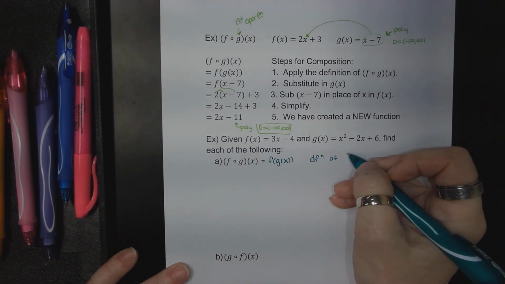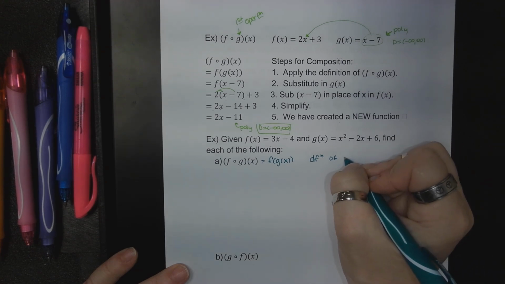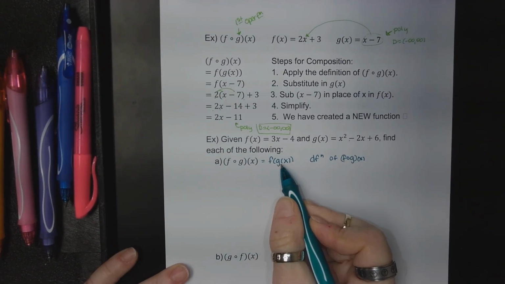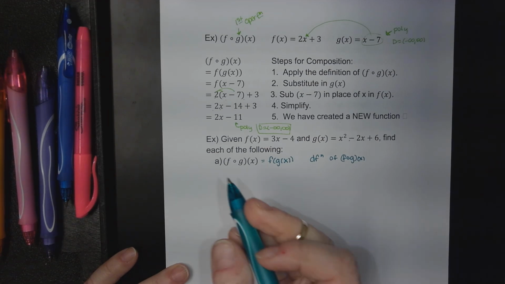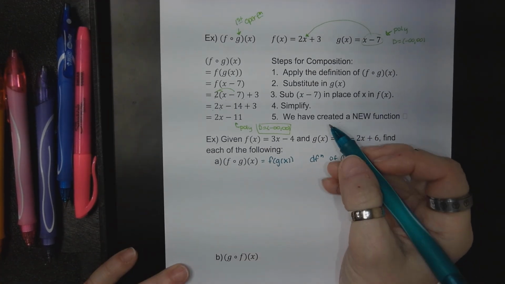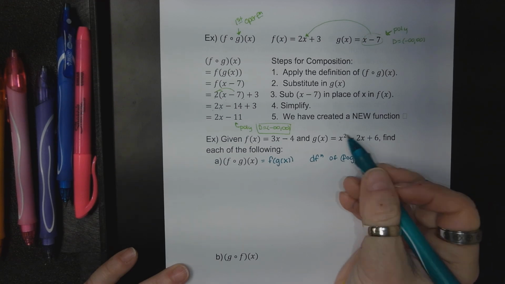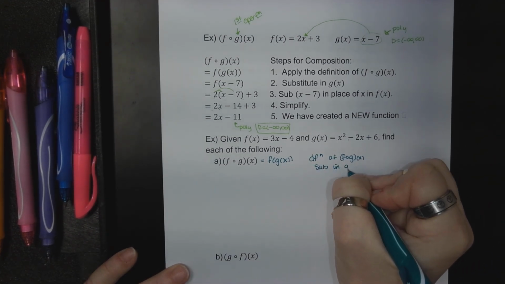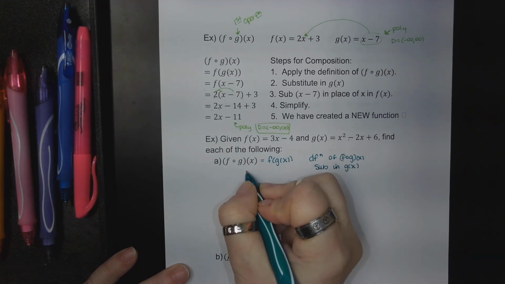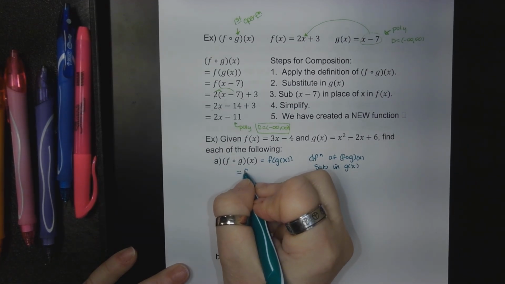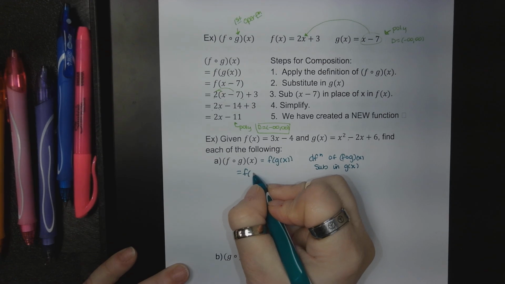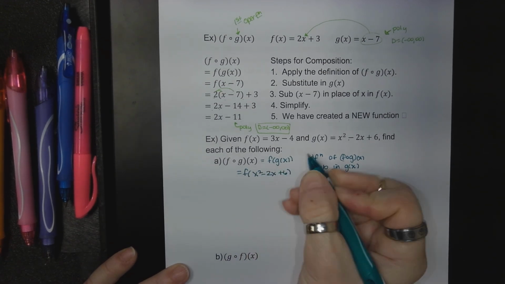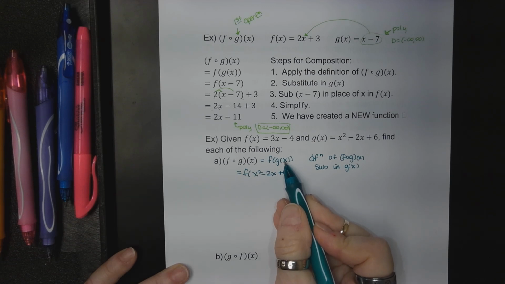Anyway, so the definition of F composed of G. So I wrote the definition, okay? Now we're going to sub the amounts in for G of X. I'm going to say G of X is X squared minus 2X plus 6. So I plugged it in for our G of X, okay?